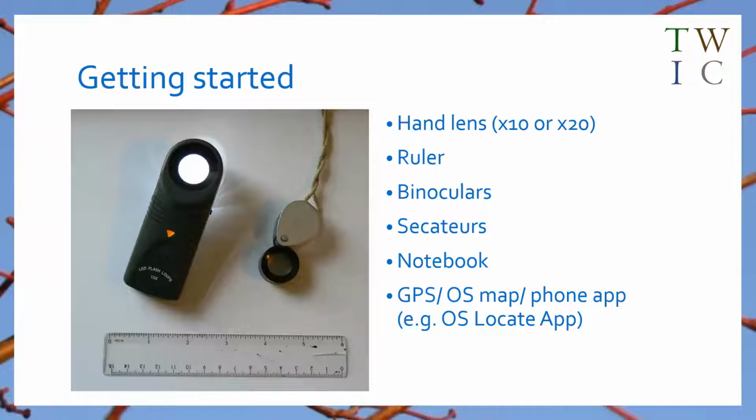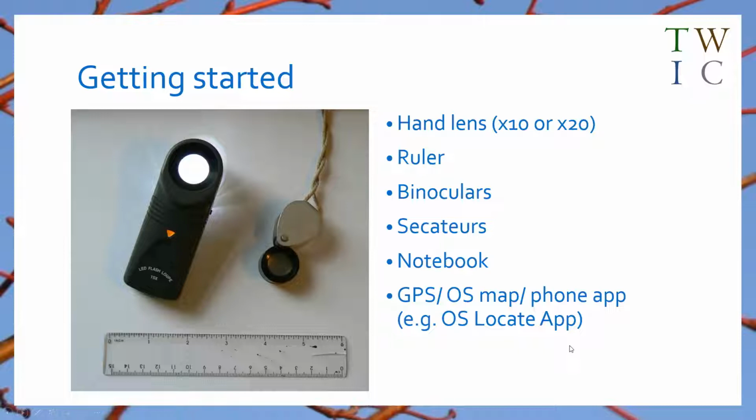So in terms of what equipment you need to get started, you don't need very much at all. You need a times 10 or even better, a times 20 hand lens. You need a ruler because we need to measure certain features. A pair of binoculars is useful because the buds are not always at eye level and you may need to look up into the canopy for their arrangement, for example. If you're going to collect specimens, secateurs are useful. And for recording purposes, a notebook to note the details of the who, what, where and when, and also taking a grid reference for your tree. So either using an OS map, a GPS device, or if you've got a smartphone, there are some free apps you can use, such as OS Locate, which will give you a grid reference.